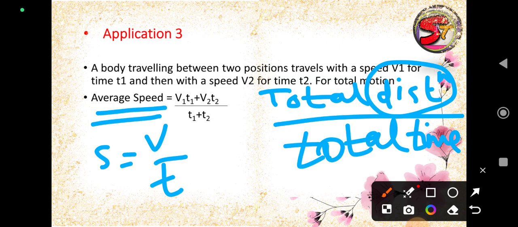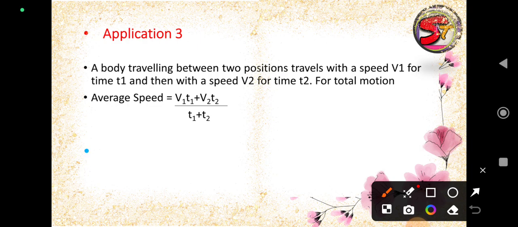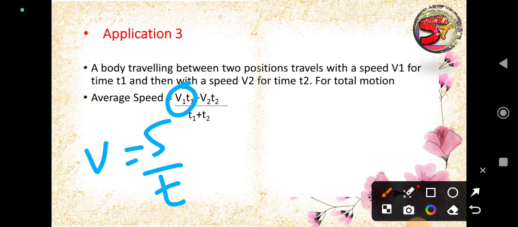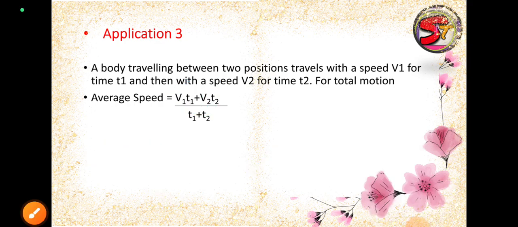Sorry, here v equals s by t, so s equals v into t. We know the formula v equals s by t. So v1 into t1 is nothing but displacement, and v2 into t2 is displacement again, divided by total time taken. So total distance or total displacement by total time is what we have discussed here. I hope you understood these two points, speed and velocity, a very important concept.